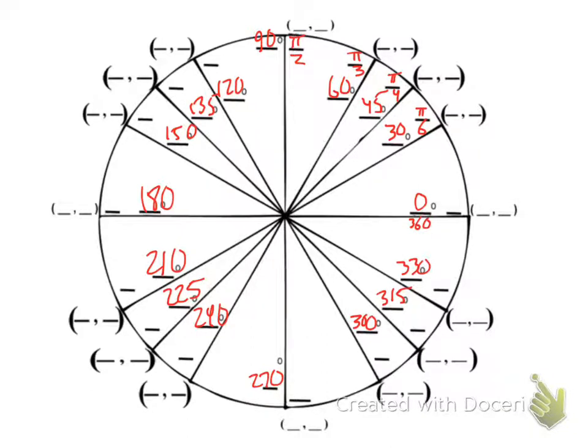Once I go to 60 to 120, 120 is 2 times 60, or 2 times pi over 3. So 2 pi over 3. Then I can go to 3 pi over 4. And then I can go to 5 pi over 6. 180 is equal to pi. Then we can go to 7 pi over 6.